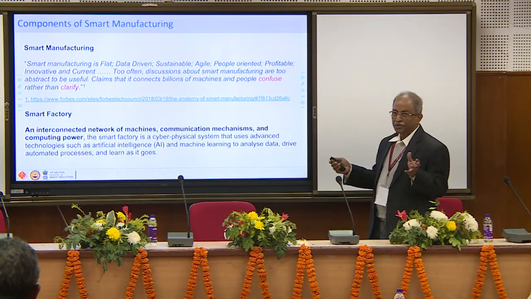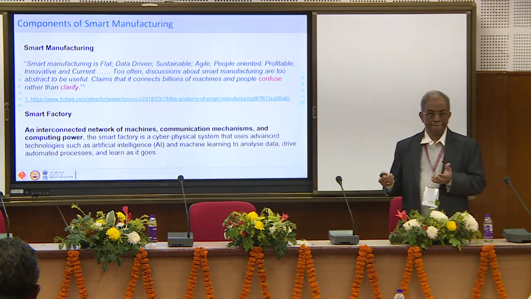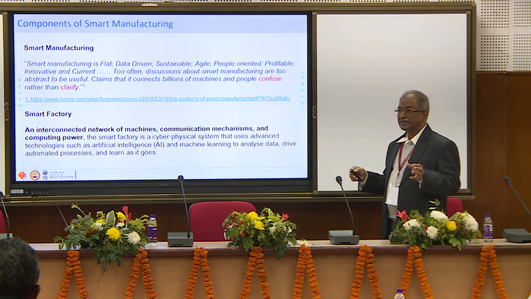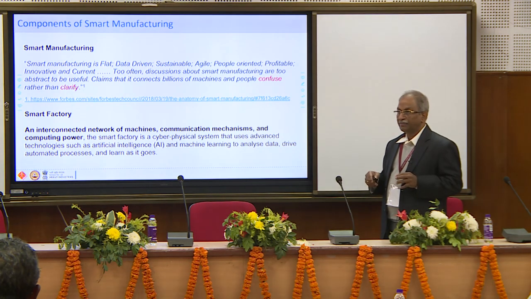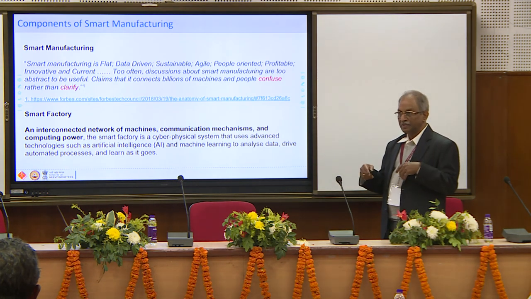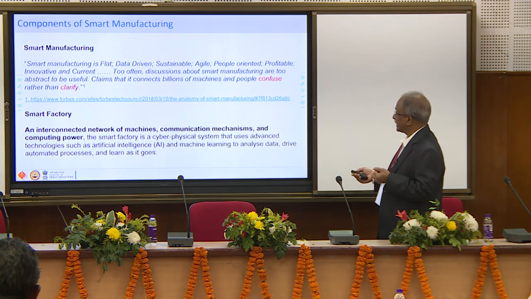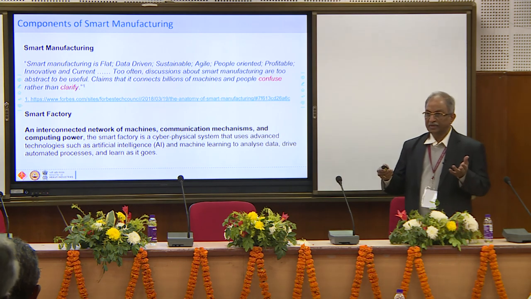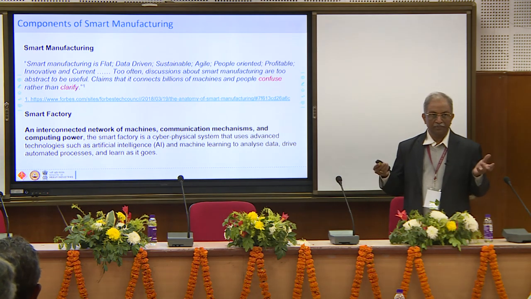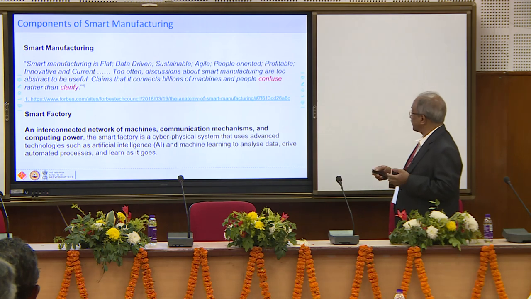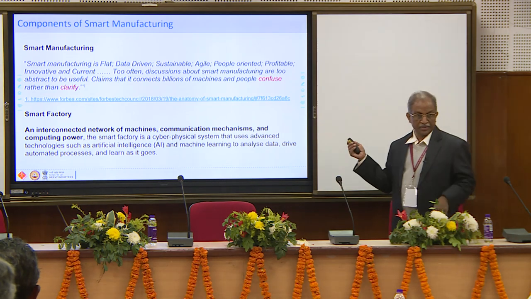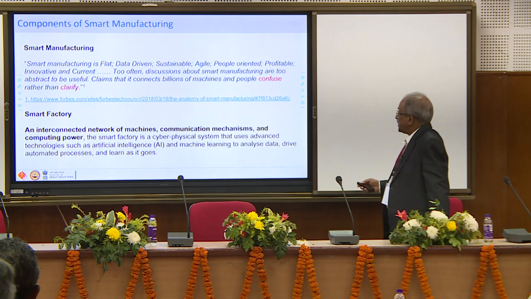Now, I think there are two things. One is manufacturing and then factory. Smart manufacturing now, today, with all these integrations, is flat. Even organizations have become flat. There is no hierarchy. Multi-skilling, as Professor Radhakrishna has told, multitasking. Each one of you has to do multitasking. You need to possess multiple skills. So it is flat, data-driven, and it should be sustainable, in the sense that if an organization doesn't have people with multiple skills and multiple tasks being handled, that organization will collapse in no time. So it is sustainable, agile, people-oriented, profitable, innovative, and current. This is not my thing. Forbes brought it out in 2018 or so, claiming that it connects billions of machines and people.